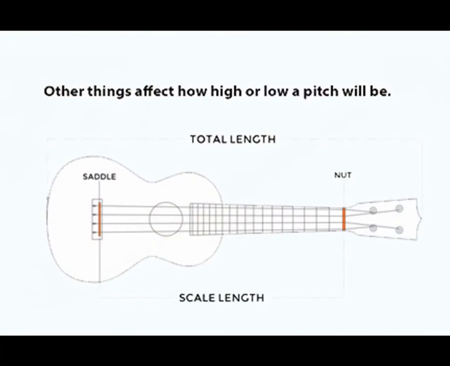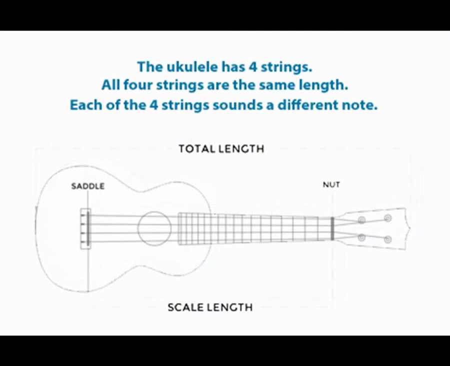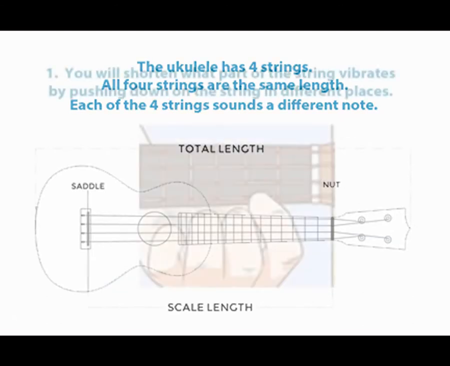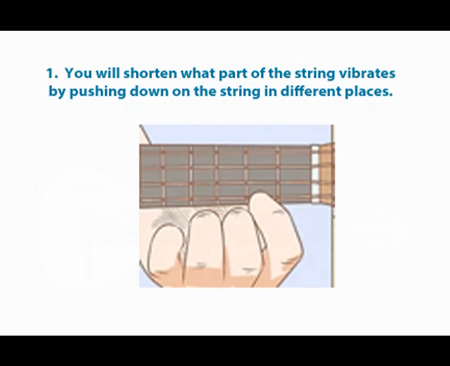The length of the string affects how high or low the pitch will be, but other things affect how high or low the pitch will be also. The ukulele has 4 strings. All 4 strings are the same length. Each of the 4 strings sounds a different note. It vibrates each string from the saddle up to the nut, so the strings are all the same length. You'll change the length of the string. You will shorten what part of the string vibrates by pushing down on the string in different places.